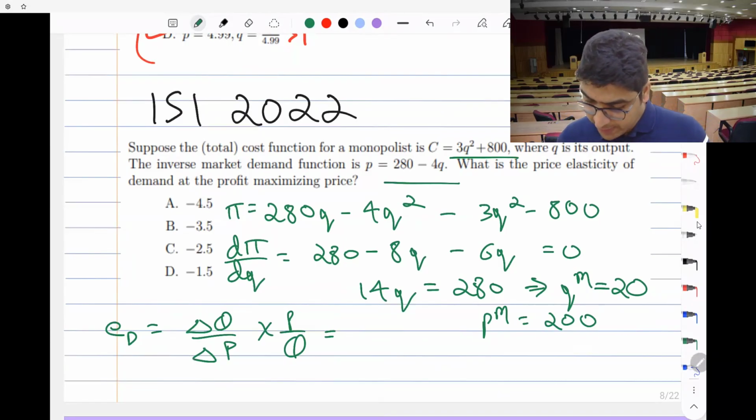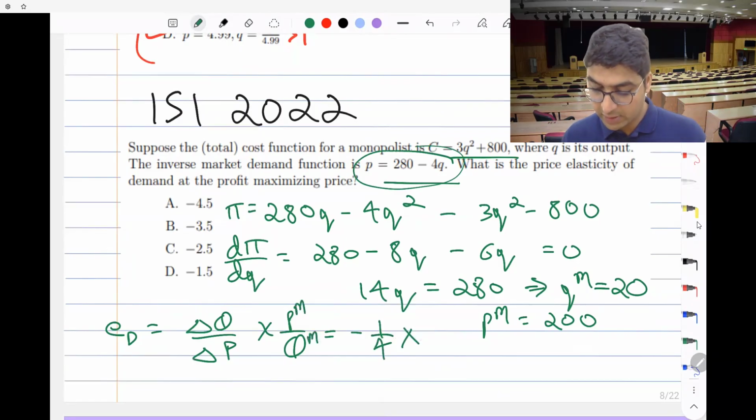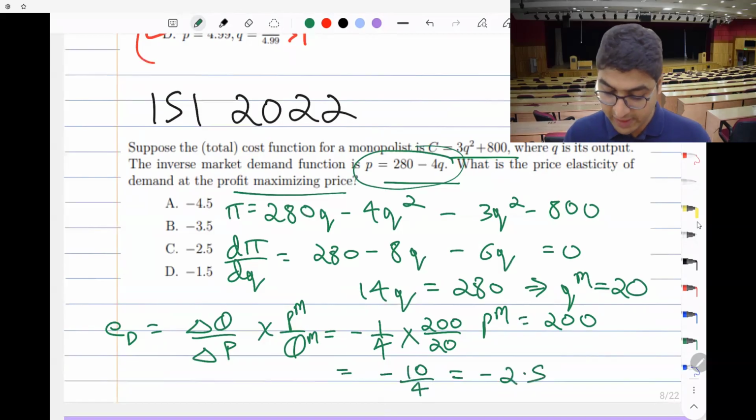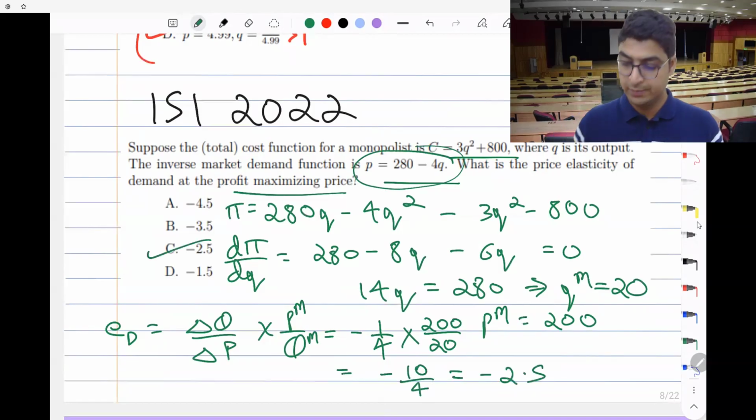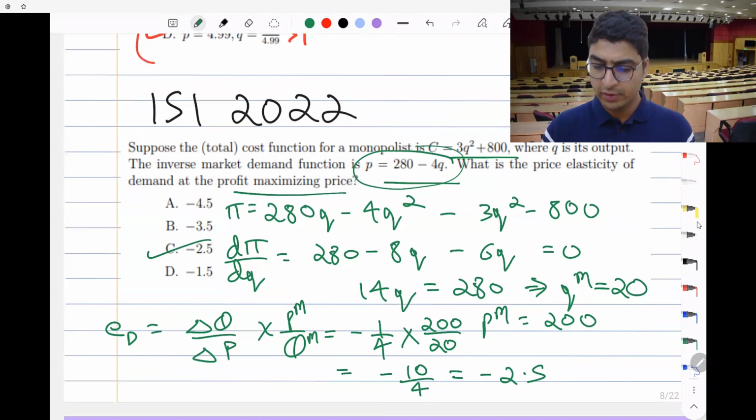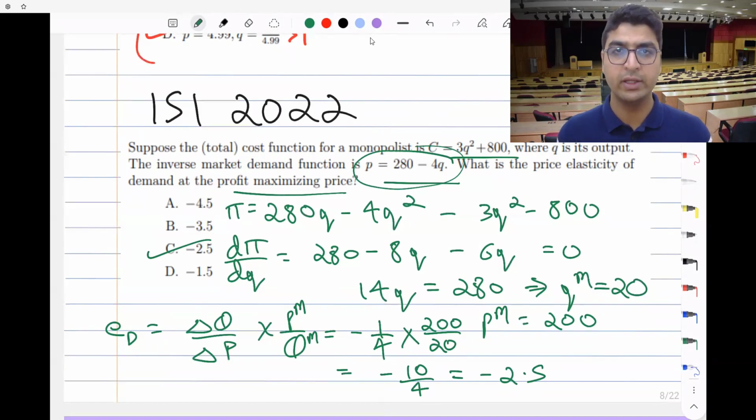Okay, so delta q by delta p from this function, it's going to be minus 1 by 4 into monopoly price, monopoly quantity, because here you need it at profit maximizing. So that's 200 upon 20, that's minus 10 by 4, which is minus 2.5, which is option C. That's it. So these are all the monopoly problems in the PEA. Okay. I hope you got to learn something. Okay, I'll see you in the next lecture.